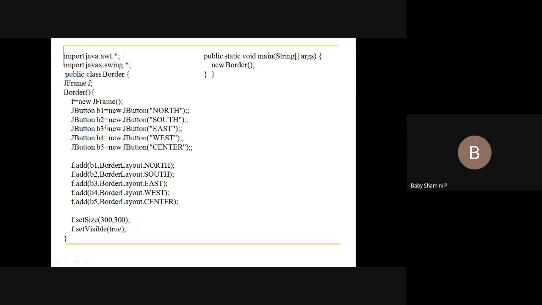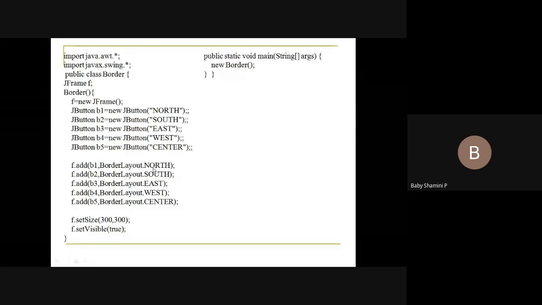So I'm going to allocate the region for each and every button. I'm going to add a component, that is, add a button into a certain region. For that I'm using the method add. These are the buttons I'm going to create, and I'm going to add all the buttons into the specified regions. So f.add(b1, BorderLayout.NORTH).